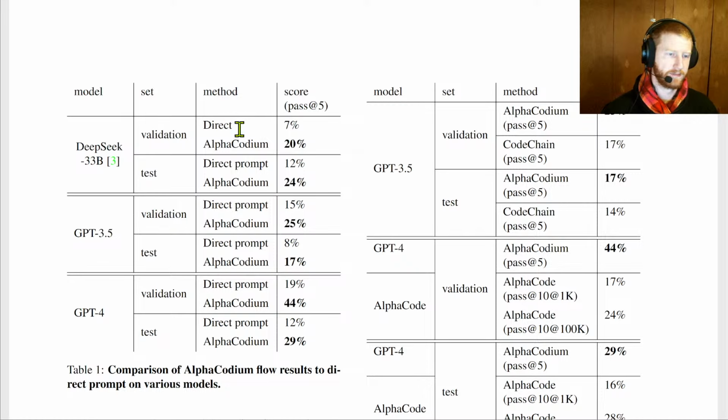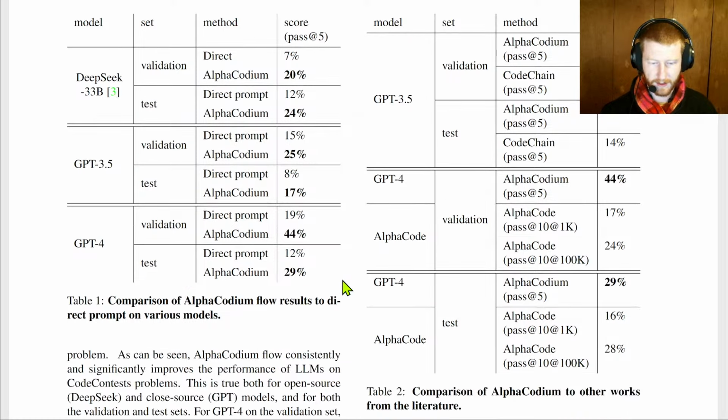And compared to the base direct prompting, they show a pretty sizable increase on just about all the tasks they evaluate. And yeah, showing, oh, here's our pass at 5 versus AlphaCode, which had to generate 100,000 examples and then pick 10 candidates from that. Pretty impressive.